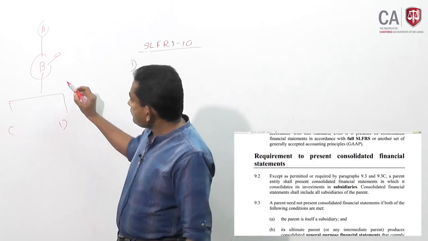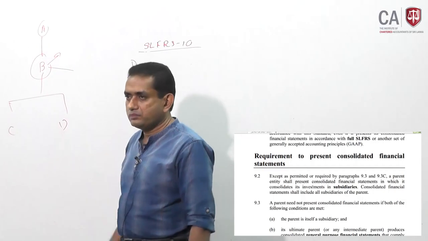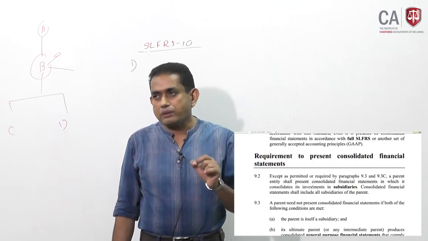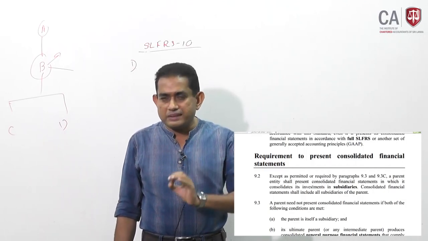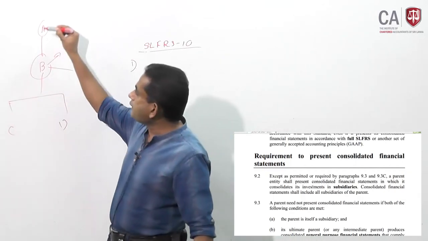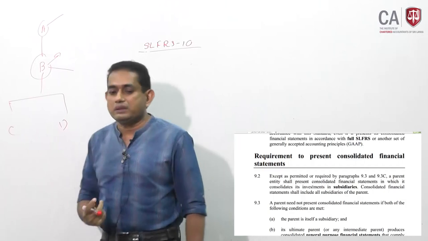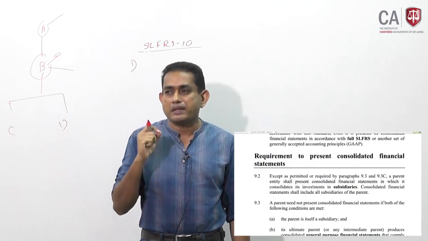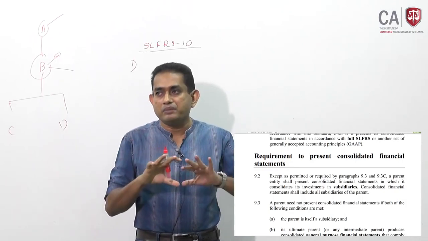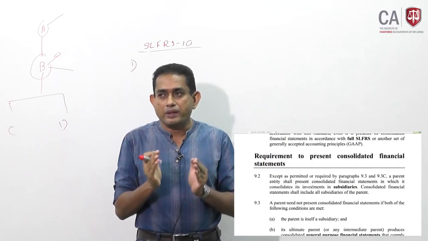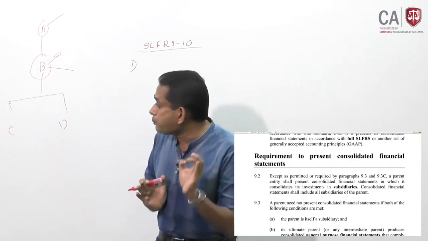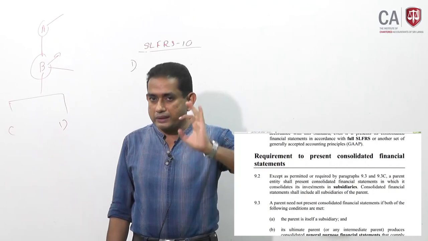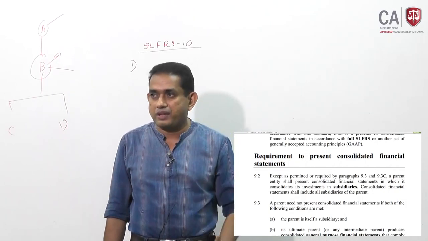And then company B should not be a listed entity. The next one, company B should not be in the process of being listed. The last one, the ultimate parent company should take over to prepare the consolidated financial statements including company B and company C and company D, and only then will company B be exempted from the requirement of preparing consolidated financial statements including the two subsidiary companies, C and D. There are four. I just reminded you of what you learnt from SLFRS.